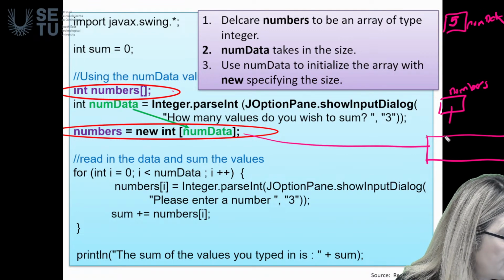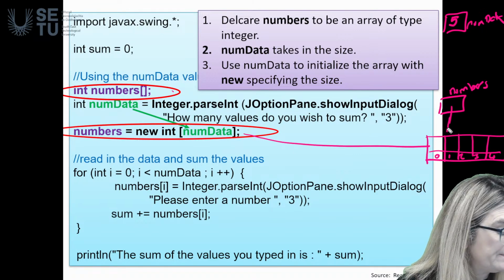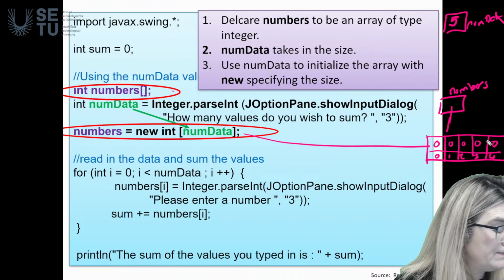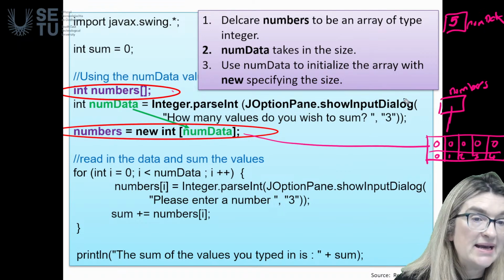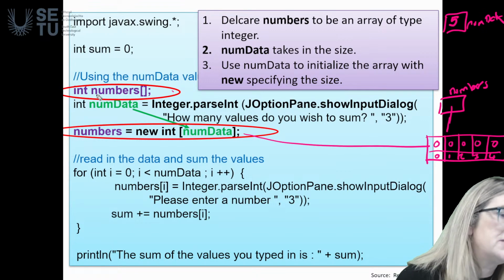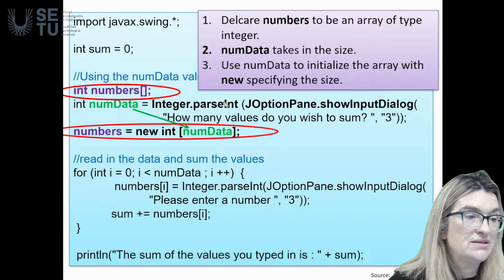NumData is 5, so that's going to create 5 elements: 0, 1, 2, 3, 4. And that's going to point to that. Okay, and because it's an int, they will all default to 0. And then the next time it runs, numData could be 6 or 7 or 1,000 or 10,000, depending on what the user enters here.